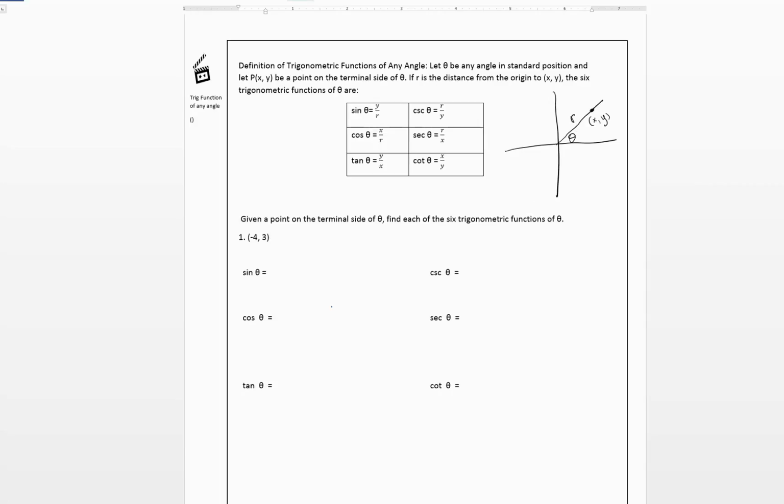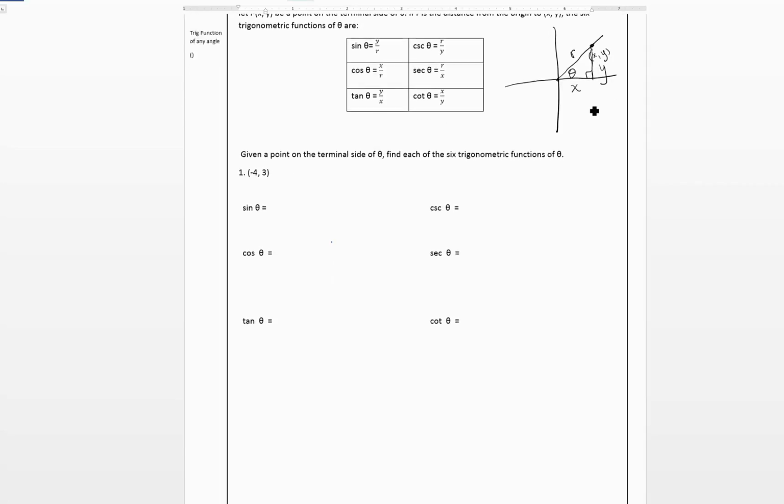So r right here is the distance from the origin to the point. So if we draw a line like this, that's our hypotenuse. Now if we look right here, we've really drawn a right triangle. The distance along the x-axis will be the x-coordinate of this point, and the distance up will be y. So all we're really doing is rewriting SOHCAHTOA in terms of x, y, and r. And r will always be a positive value in this case. So we're going to do an example of this.